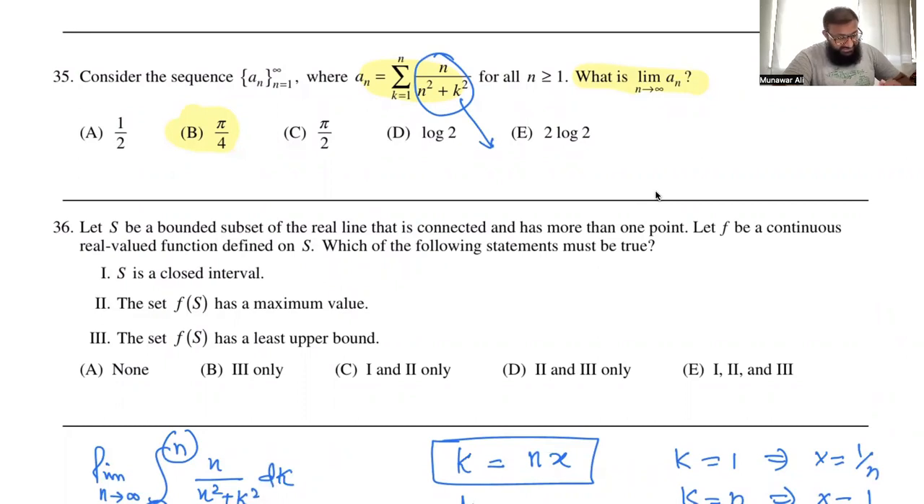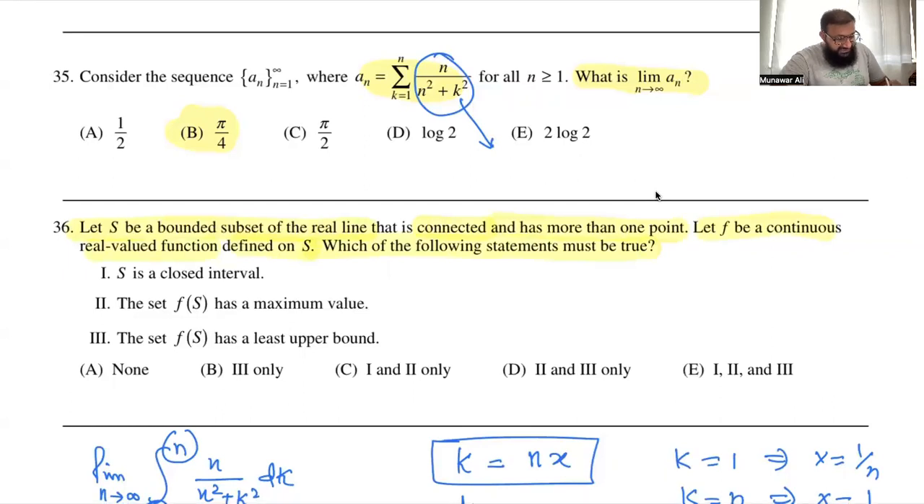So question number 36 says: let S be a bounded subset of the real line. So it is some sort of bounded subset of the real line, which is named S. That is connected. It means it has, let's say, one part. It's not divided into different parts. It is connected and has more than one point. It means that it is not a single point. It has many points. And f is a continuous real valued function defined on that set S. Which of the following statements must be true?